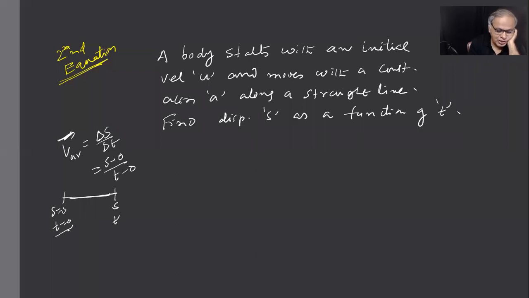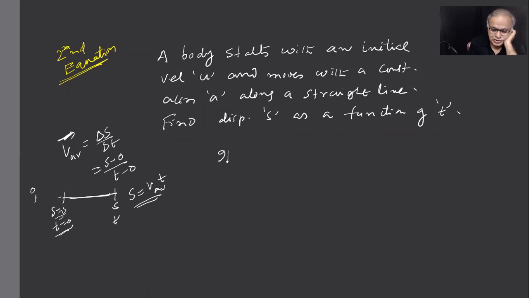And deliberately I've taken t equals 0, s equals 0 like this. I could have taken s equals s1 also there. That means I could have taken my origin somewhere here and measured my displacement from there, but time from here. Even that's possible. That's why s2 minus s1 by t2 minus t1 is the most generalized way. So finally, what do I get here? S equals V average into time. Isn't it so?